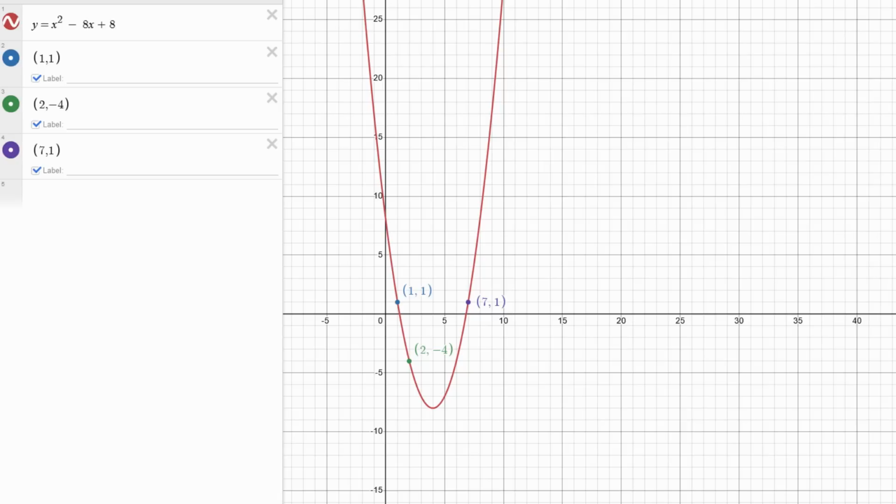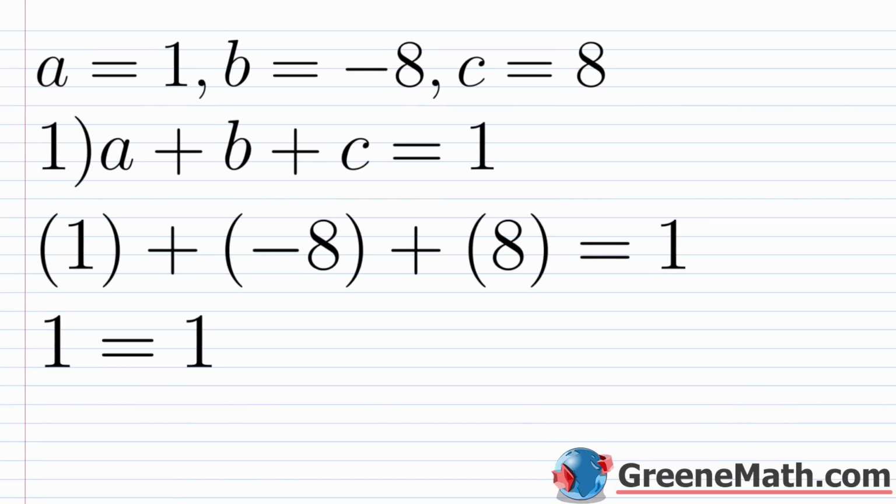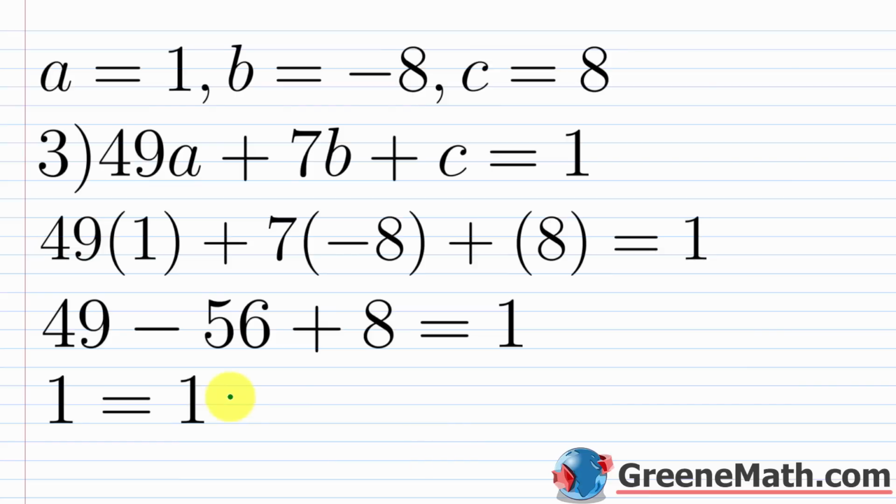Again, if you want to check this out on Desmos, here's your parabola. Again, y equals x squared minus 8x plus 8. And then here's your point 1, comma 1, your point 2, comma negative 4, and then your point 7, comma 1. Again, if you want to check this the other way, you could just plug in for a, b, and c in each equation of the system. So if we do this for the first equation, you're going to get 1 equals 1. For the second equation, you get negative 4 equals negative 4. And then for the third equation, you get 1 equals 1.